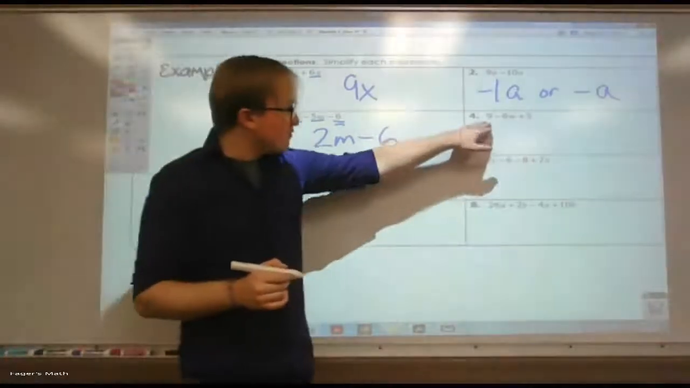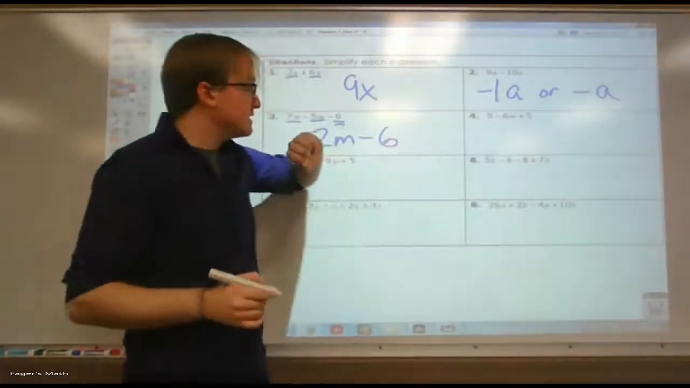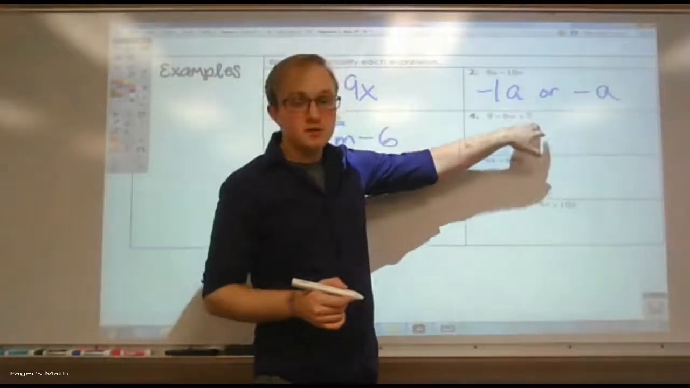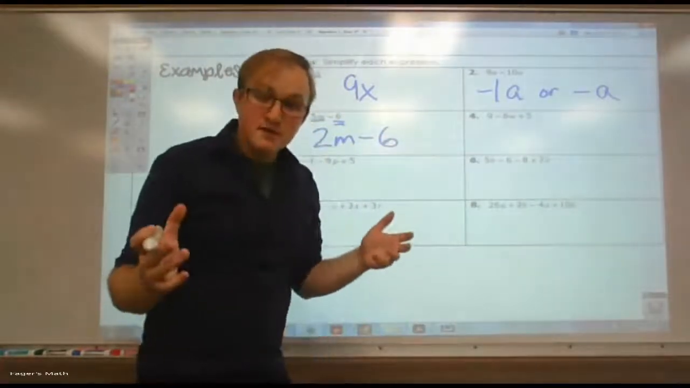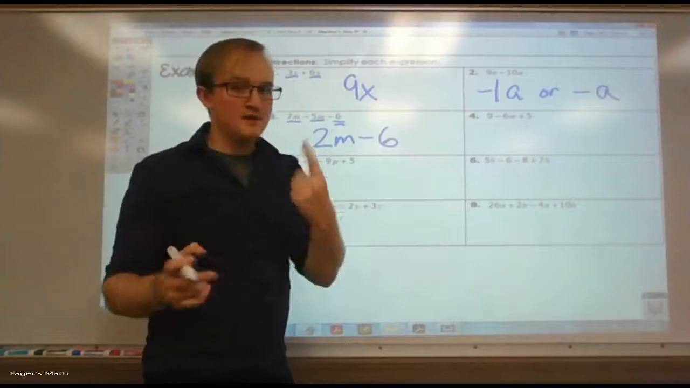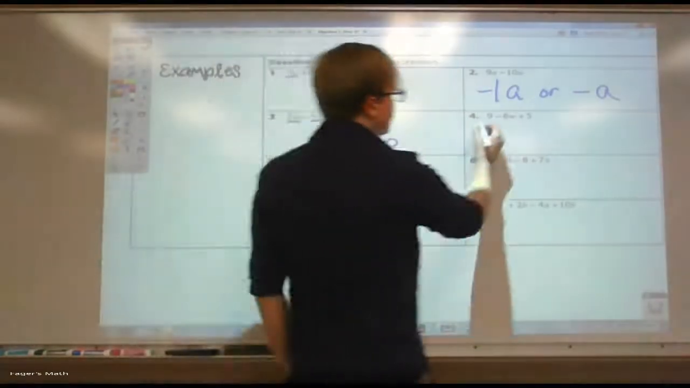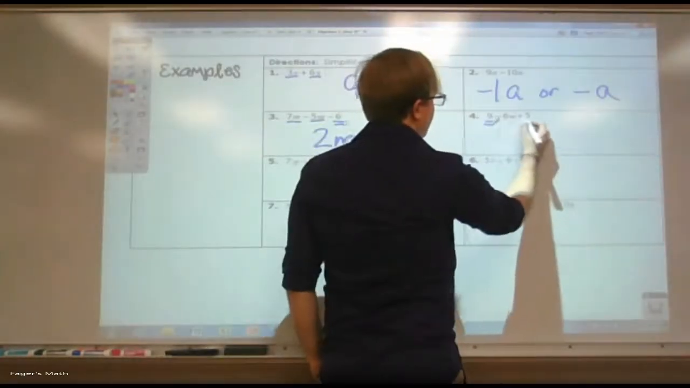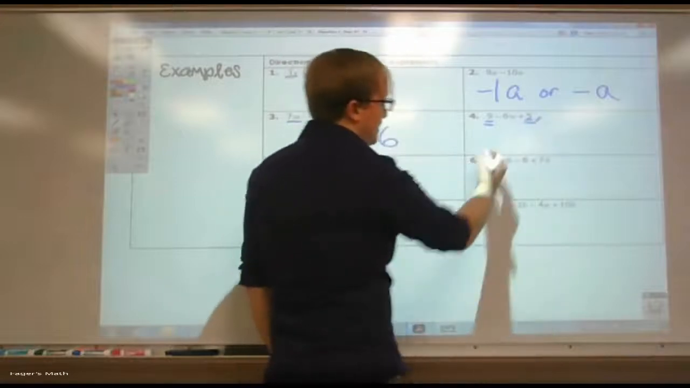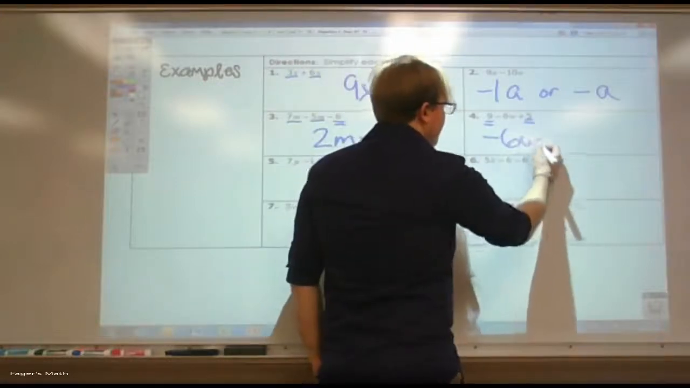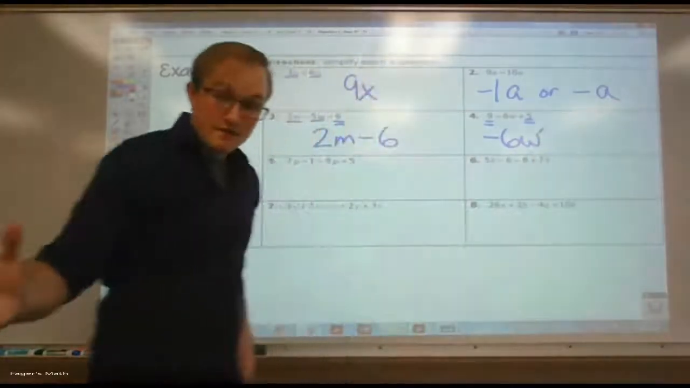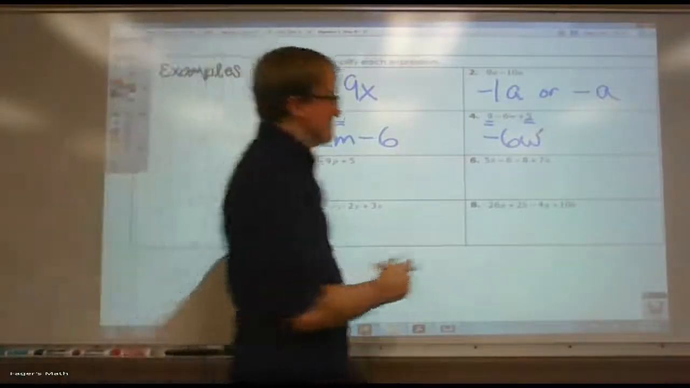Right, then we're going to do number 4. Number 4 says 9 minus 6w plus 5. Well, what do you notice about the variables? There's only 1. So we're going to focus on the constants first. 9 plus 5 is 14. I'm going to bring down the negative 6w.